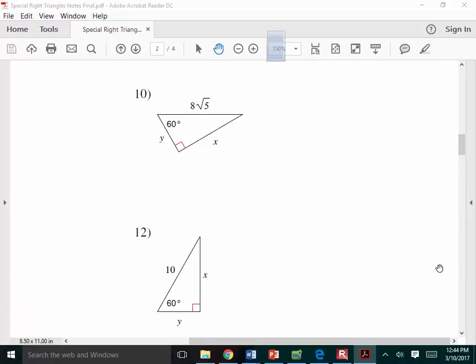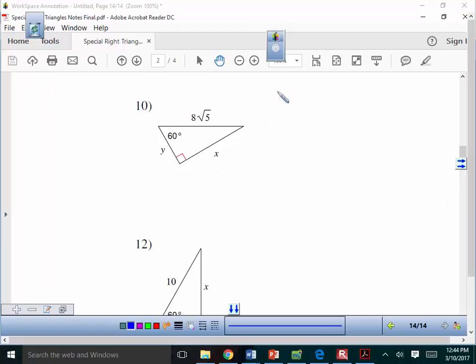All right, let's look at number 10. Wait, did we finish number 8 with the hypotenuse? I think we did. We already had the hypotenuse. Do you see it, Alvin? Yeah. Are you sure? Yeah, I see it now. Okay, good.